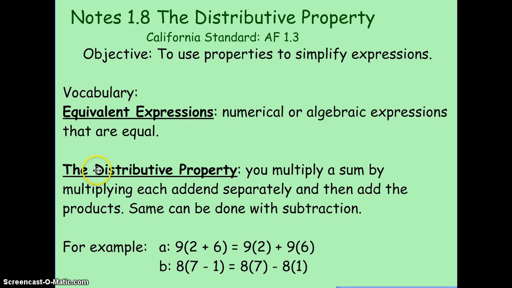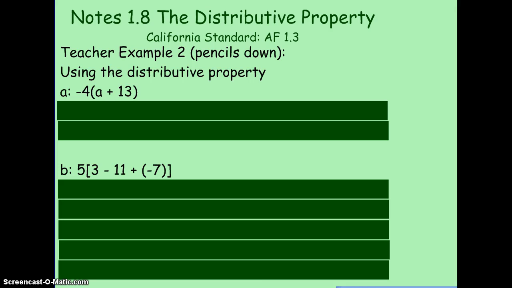The distributive property. Make sure you always write down the properties. This is our third property for today. You multiply a sum by multiplying each addend separately and then add the products. The same can be done with subtraction. So for example, on this problem here, I can multiply 9 times 2 and 9 times 6 and then add them together. Or 8 times 7 and 8 times 1 and then subtract them. So take a look at our teacher examples using the distributive property.